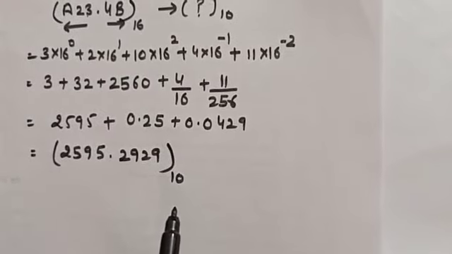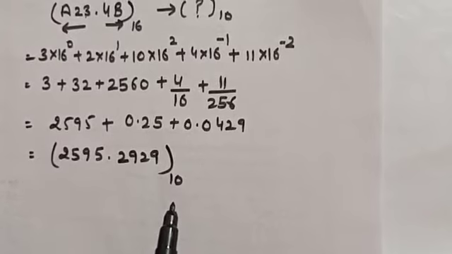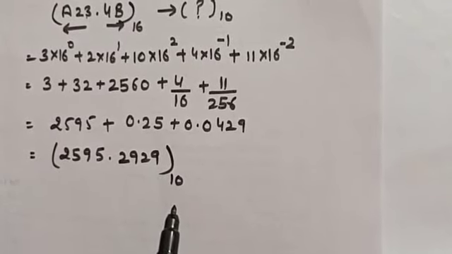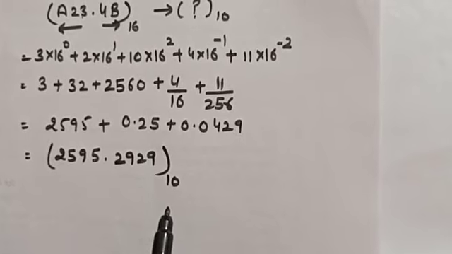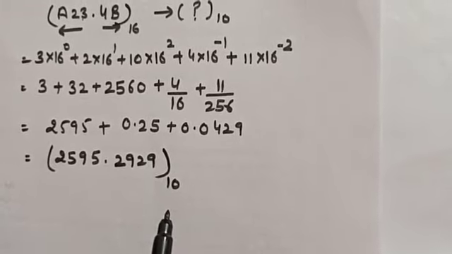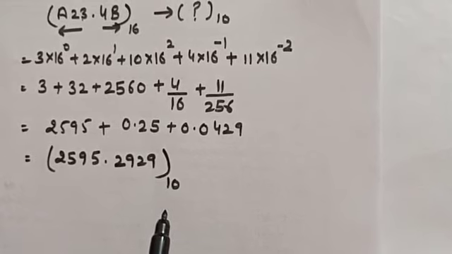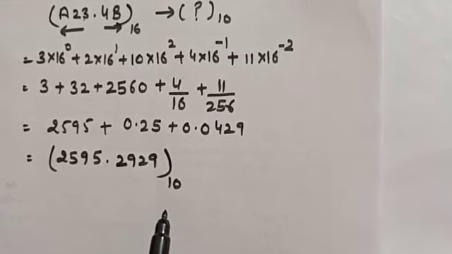This is all about how we convert any base. It may be binary, it may be octal, it may be hexadecimal, or it may be any base. It may be base 5, 6 or whatever. You can convert that number into decimal number system. Just you have to multiply each and every digit by the weight assigned to that particular system.